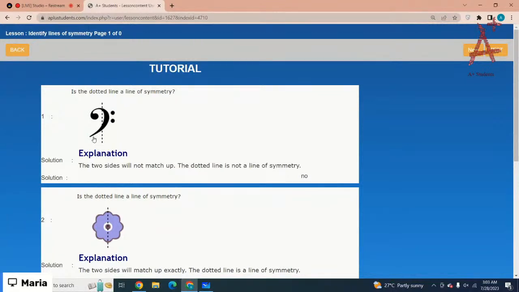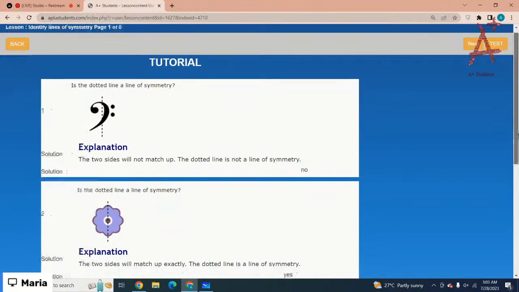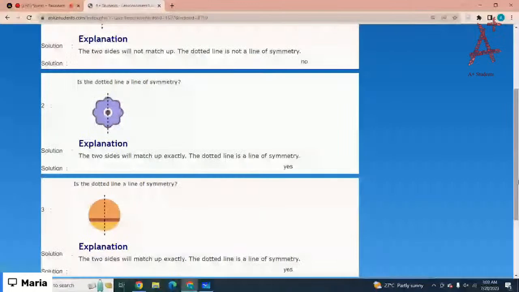For the given figure, if you fold the image along the dotted line, the two sides will not match up. That means the dotted line is not a line of symmetry, right? Now look at the second one. Is the dotted line a line of symmetry? Yes, it is. If you fold the image along the dotted line, the two sides will exactly match up. That means that is a line of symmetry, right?